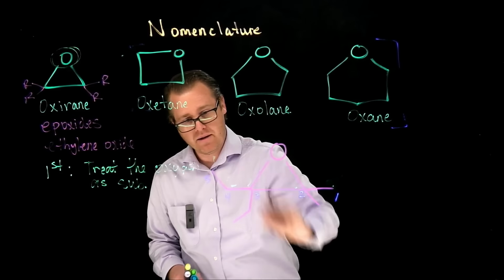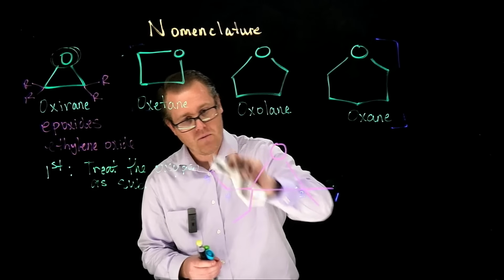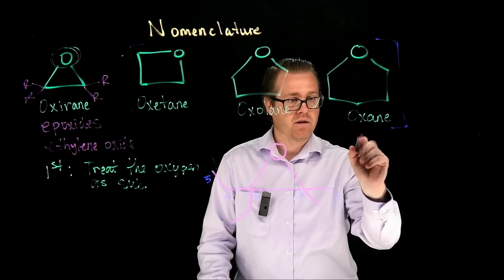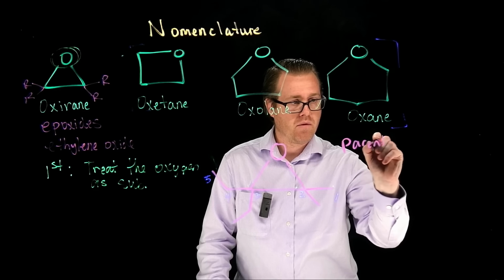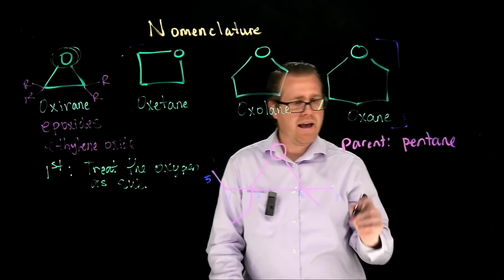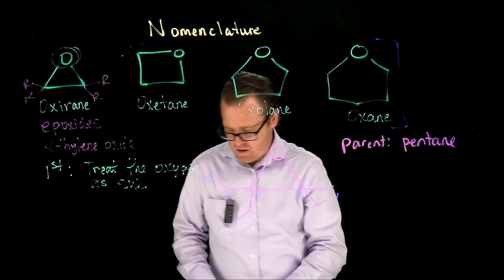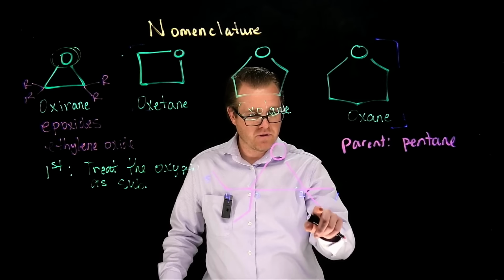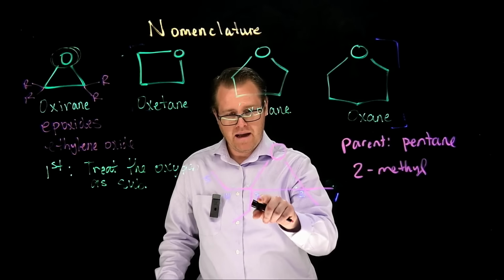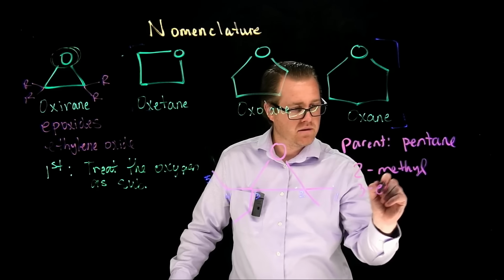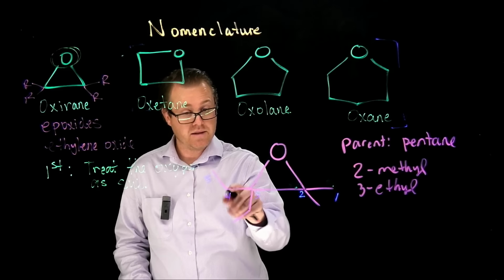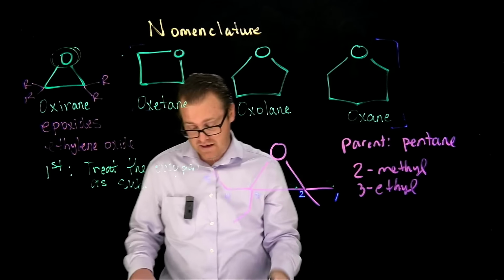So then what is our parent? Well, we said 5 carbons long, so that would have to be a pentane. That's our parent name. And where are our substituents here? Well, I see that we have a methyl group at carbon 2, a 2-methyl. I see we have a 3-ethyl, because here's our ethyl group. This ethyl is actually part of the parent chain, so we don't count it as a substituent.